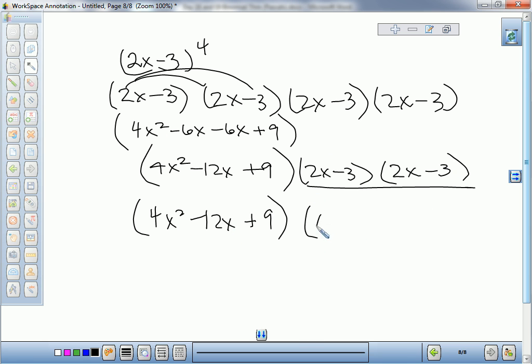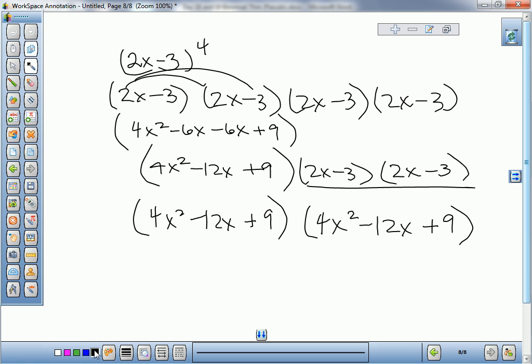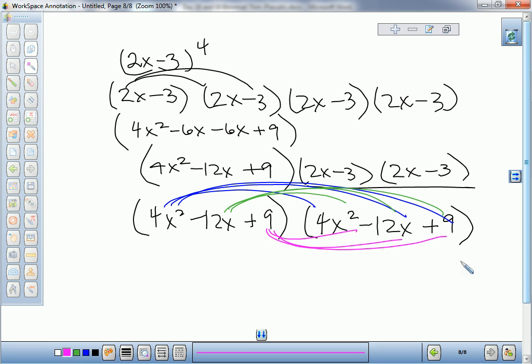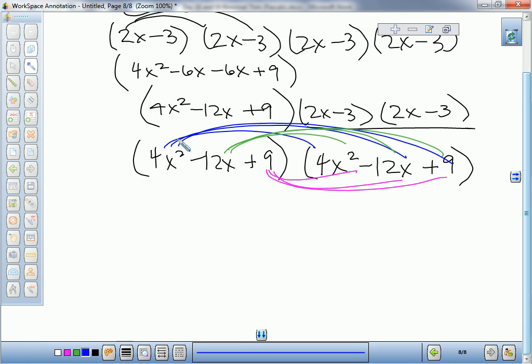And since these two are just like those two, I know I'm going to get the same thing. Okay, now I'm not done. Now I have to distribute this all the way through, and then this all the way through, and then this all the way through. And then I have to add like terms. So to distribute this all the way through, I would get 4 times 4 is 16x to the 4th, minus 48x cubed, plus 36x squared.